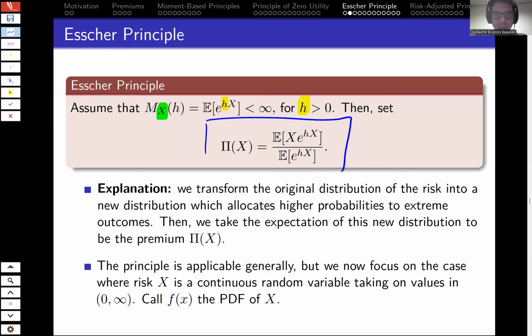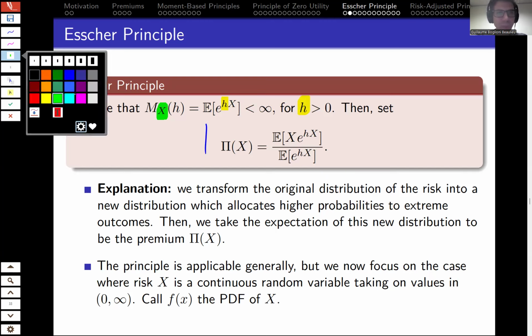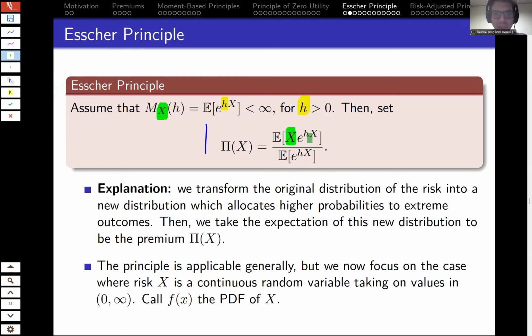It is a ratio of expectations. On top, you have expectation of X times e to the hX, and then on the bottom, similar thing, but you don't have the X in front. So it's just expectation of e to the hX.